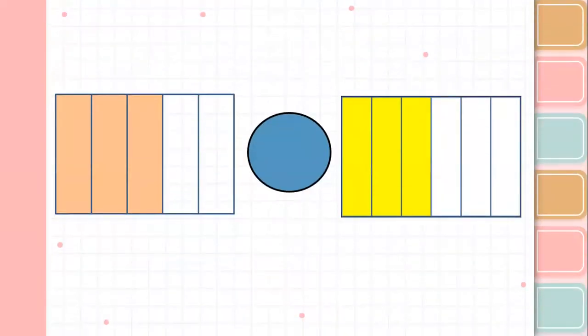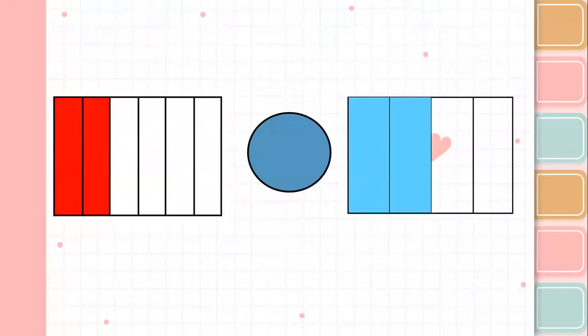Next, greater than, lesser than, or equal? The correct answer is greater than. 3/5 is greater than 3/6.